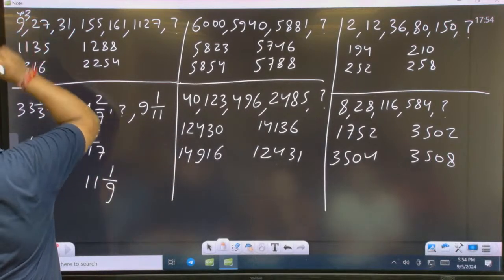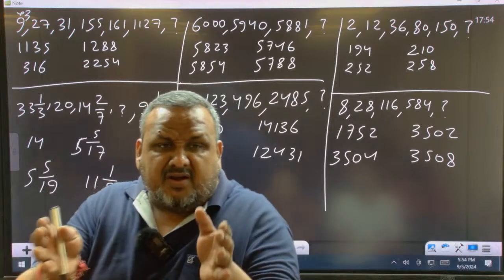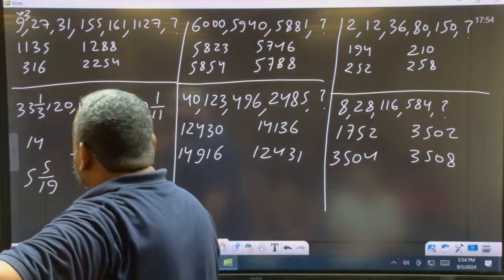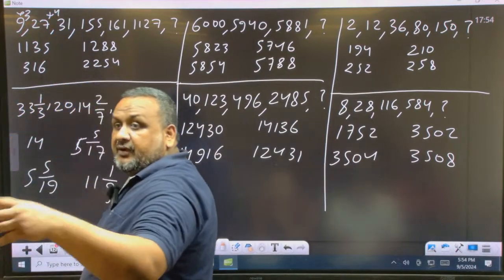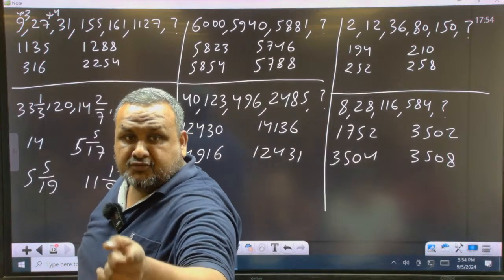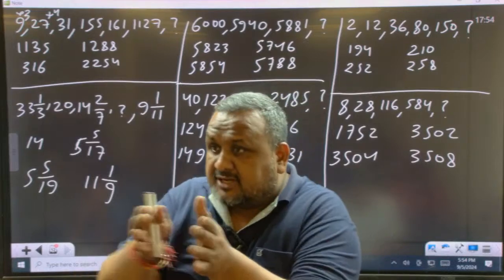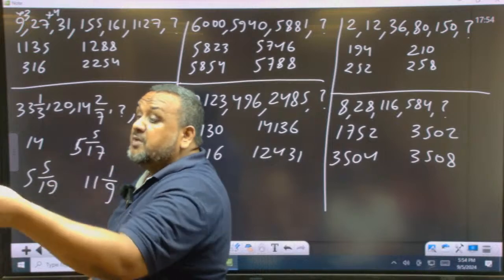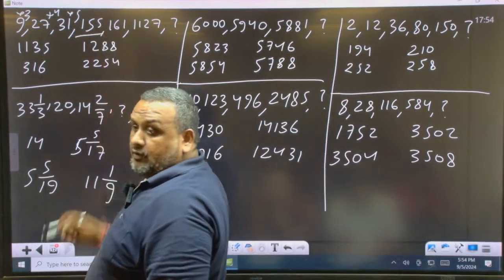9 into 3, 27. Now tell me, what is the distance between 27 and 31? Just 4. So plus 4. Into 3 plus 4. Again, 31 and 155 have a good distance. Now again the distance increases, so there must be multiplication. 31 5s are 155.